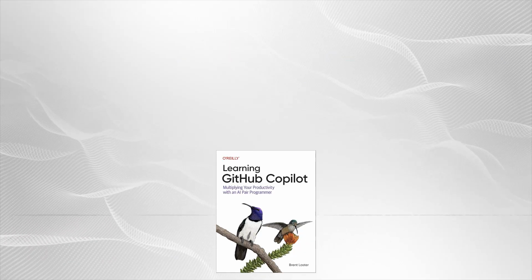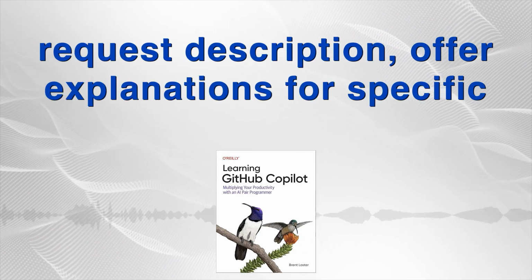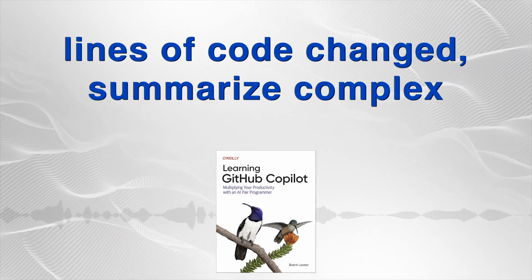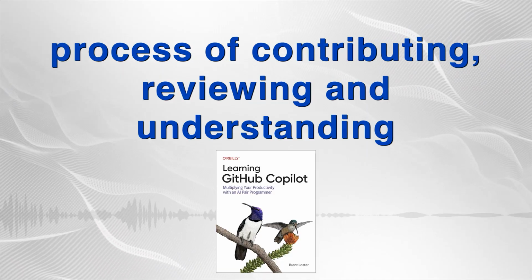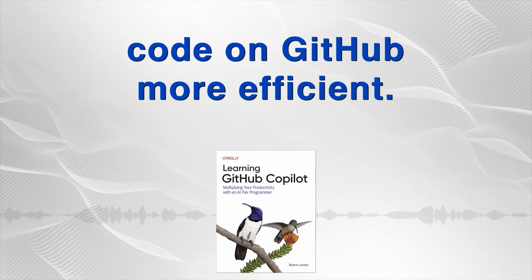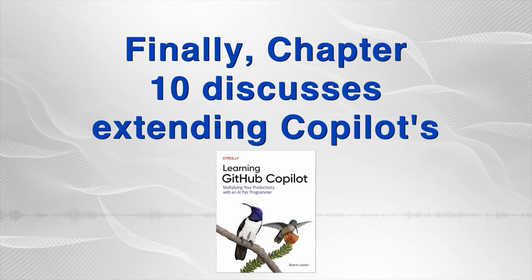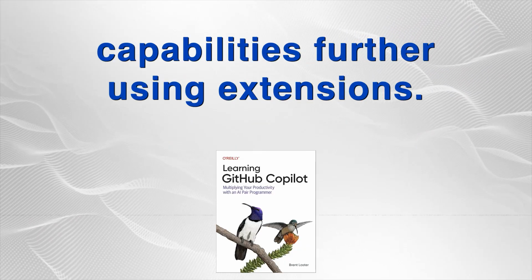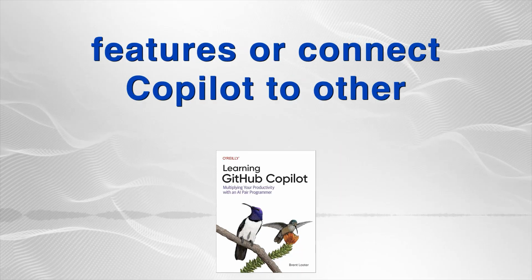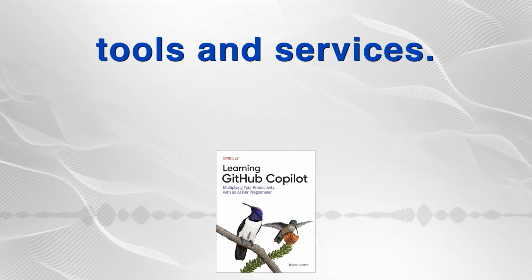It aims to. It can help generate the pull request description, offer explanations for specific lines of code changed, summarize complex issues, all designed to make the process of contributing, reviewing, and understanding code on GitHub more efficient. Finally, Chapter 10 discusses extending Copilot's capabilities further using extensions. What are these? Extensions allow you to add new features or connect Copilot to other tools and services.